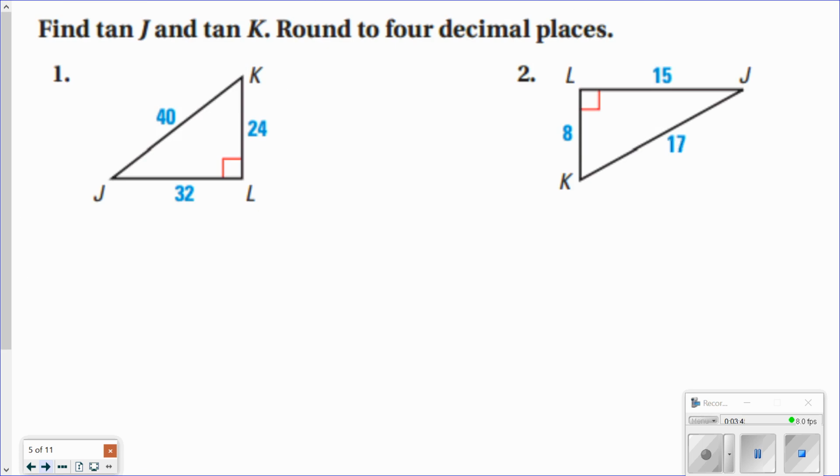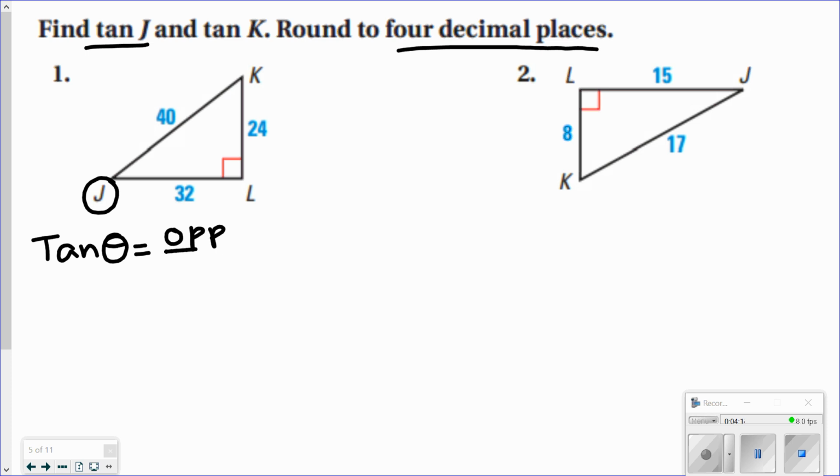All right, so for number 1, we want to find tangent J and tangent K. We're going to write this as a fraction, and then we're going to write it as a decimal to 4 decimal places. All right, so with our first example, I need to circle J, and I want to find tangent. So we know that tangent of theta is equal to opposite over adjacent.